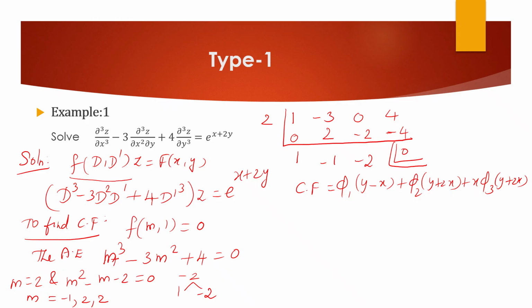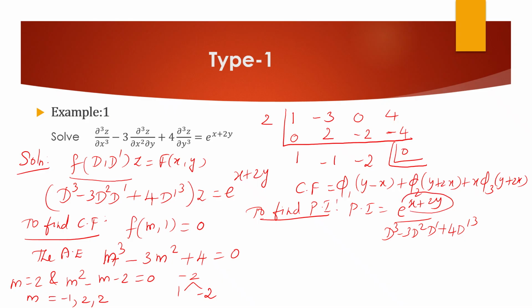For this we consider the right hand side. To find the PI, we take our function in the numerator, that is e power x plus 2y, and our function of D and D dash in the denominator, which is D cube minus 3D square D dash plus 4 D dash cube. Here for type 1 we are replacing D by a and D dash by b, so we have the e power ax plus by form. So our a is 1 here and b is 2.